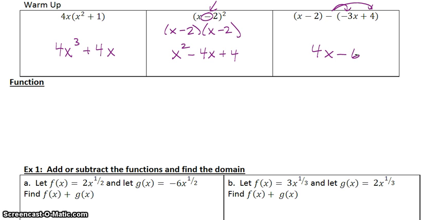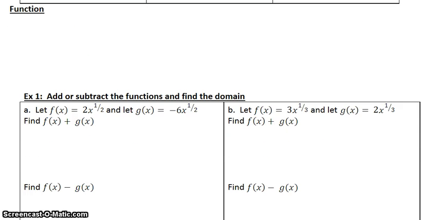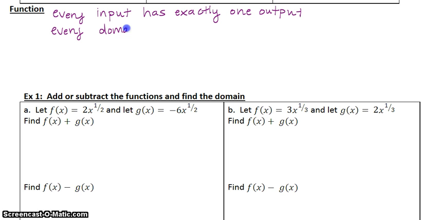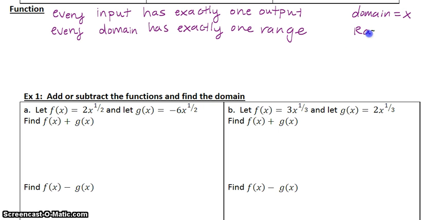Alright, review from Geometry 2. A function. A function is a relation in which every input has exactly one output. Every input has exactly one output. Another way we could say that is every domain has exactly one range. And just a quick reminder, domain or the input is x and the range or the output is y.